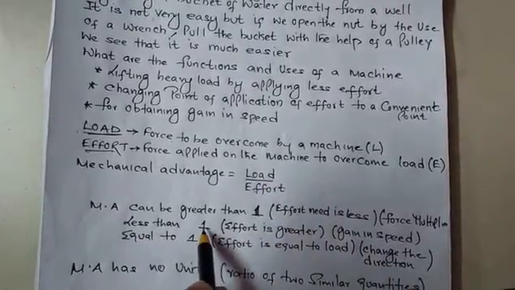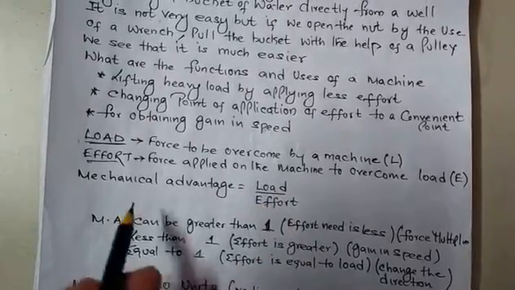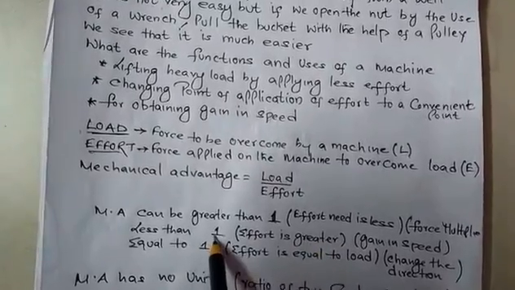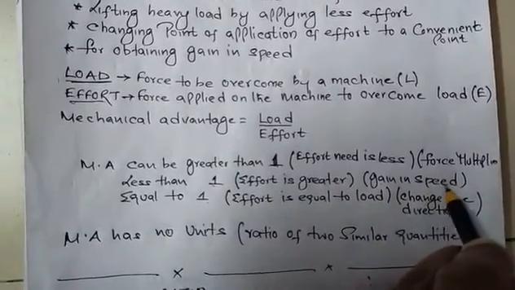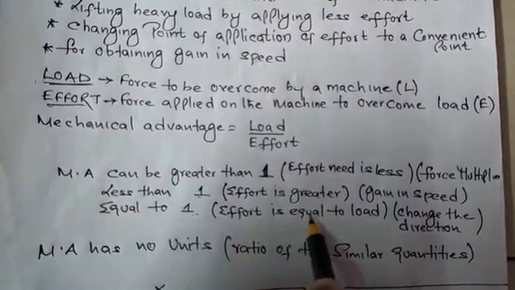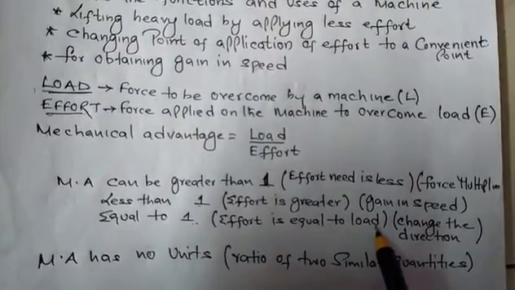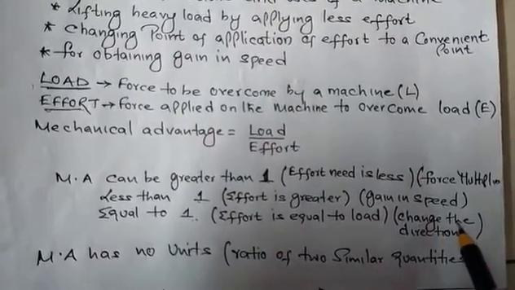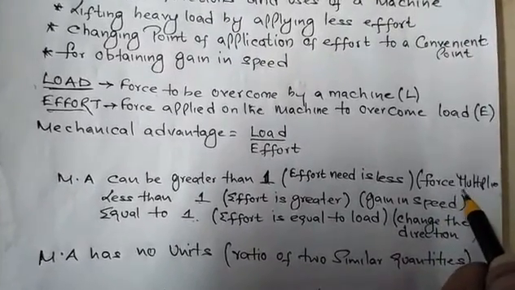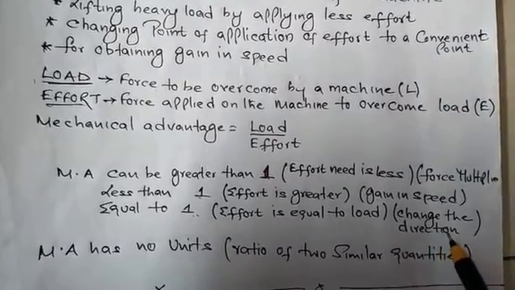When can it be less than 1? When effort is more, meaning the denominator is more. Effort is greater, it will be less than 1, so it is gain in speed. When can it be equal to 1? When the effort is equal to the load. Effort and load are both equal, so it will act as a change in direction. It cannot be a force multiplier or gain in speed. It can just be used to change the direction.